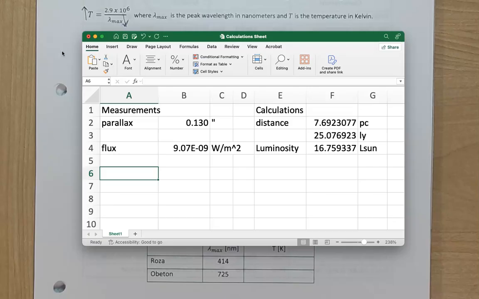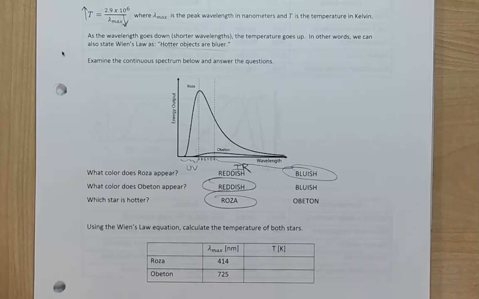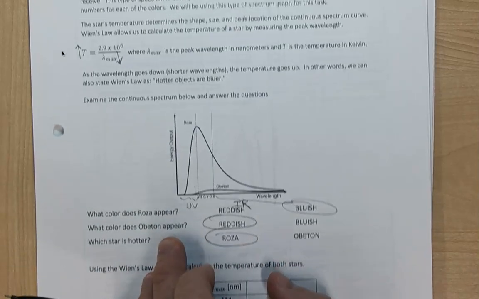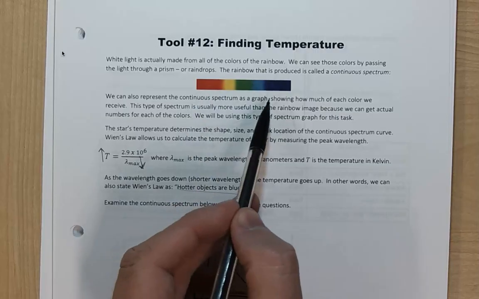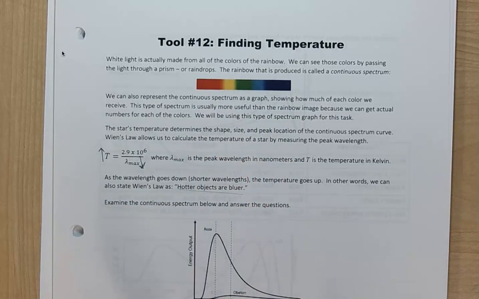What are we measuring? What are we actually measuring? Well, you're taking the spectrum, you're taking the light from that star, you're splitting it up into the spectrum, and then you're going across the spectrum and going, okay, what wavelength is brightest, right?